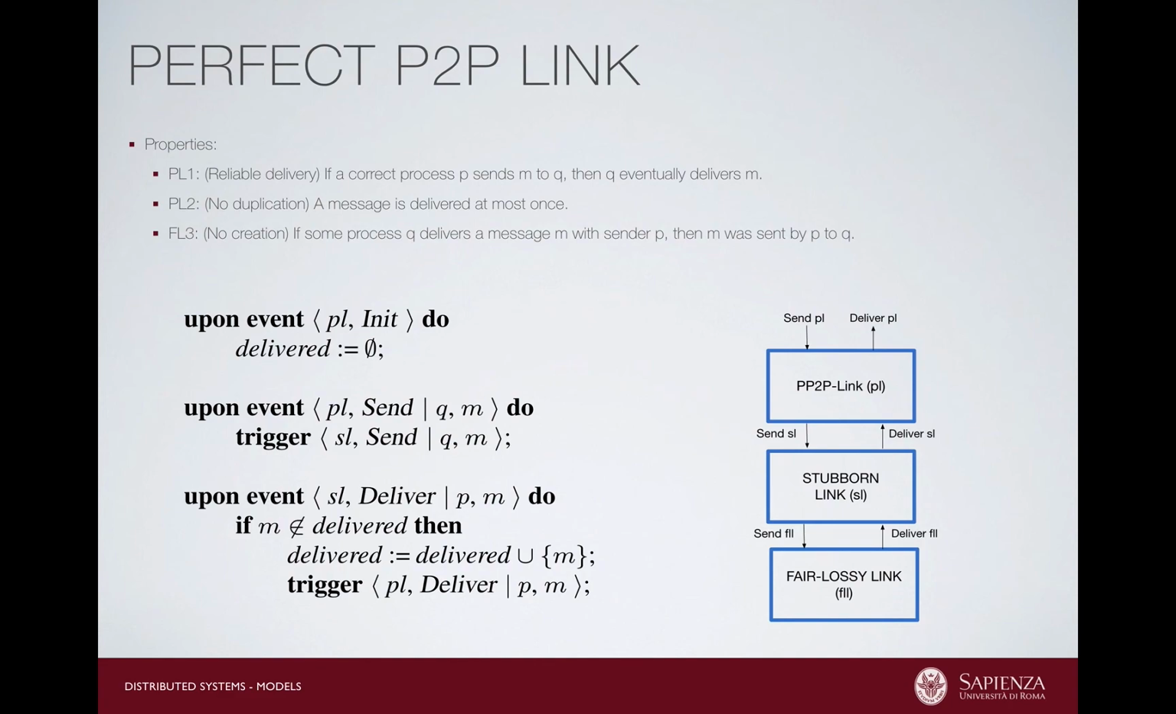When you deliver something from the stubborn link, you check if this something has been already delivered, so is already in the delivered set. If not, you just update the delivered set, and then you trigger the delivery to the upper layer.